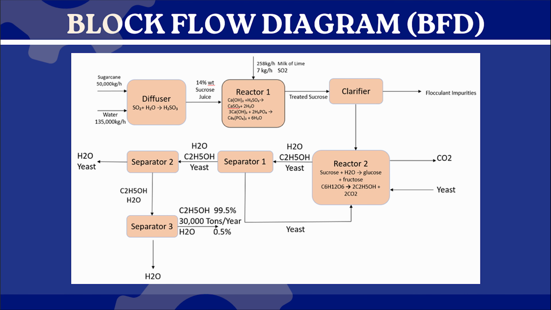Sugar is extracted from the sugar cane in the diffuser. Juice is cleaned by the reactor and clarifier. Fermentation converts sugar to ethanol. Separation: we separate the ethanol from the water and from the others. So the final product is 99.5% purity ethanol. The process is designed to maximize ethanol production.